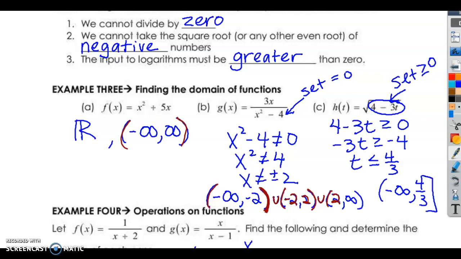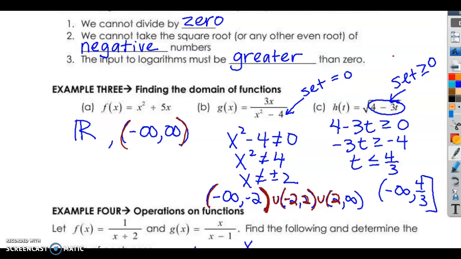Okay, so we are going to set what's under the radical greater than or equal to 0, because we could put a 0 under the radical and we just have square root of 0 is 0. So I set 4 minus 3t greater than or equal to 0. Go ahead and solve it.